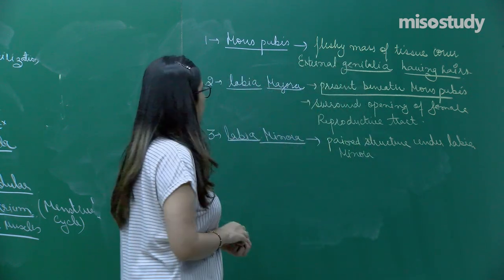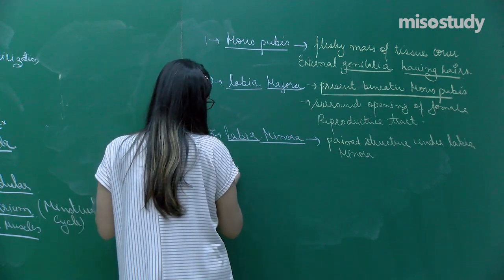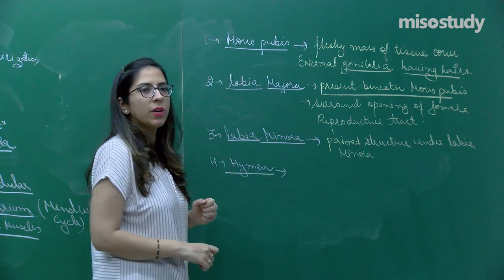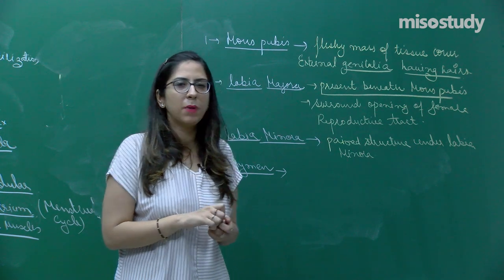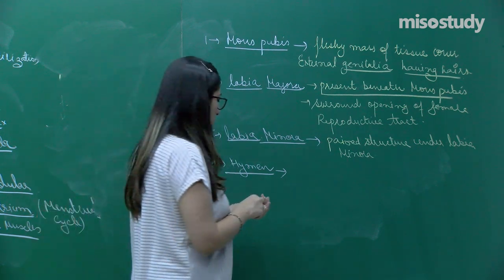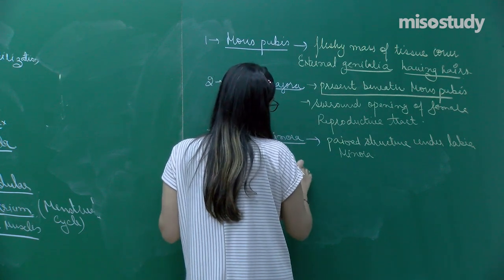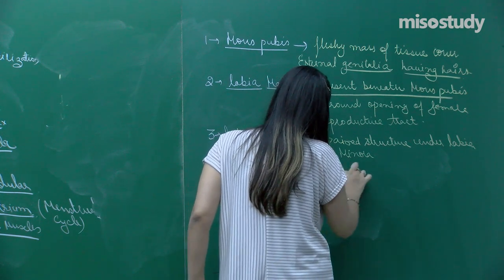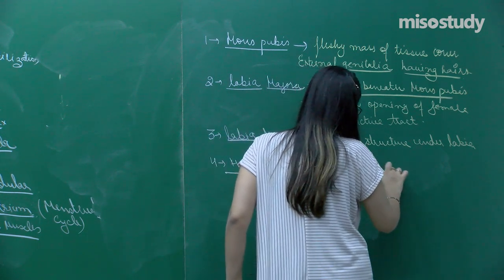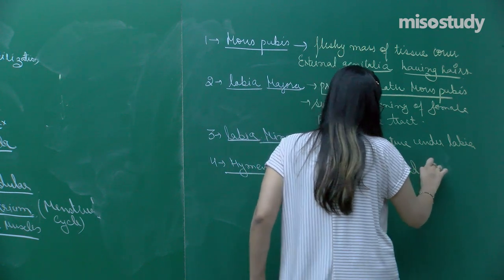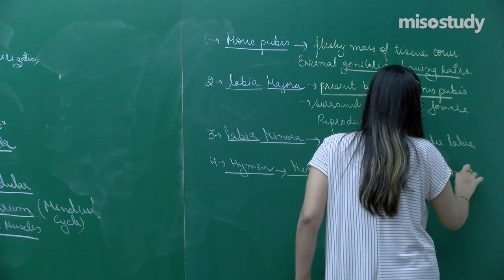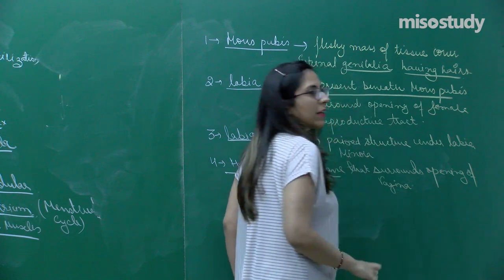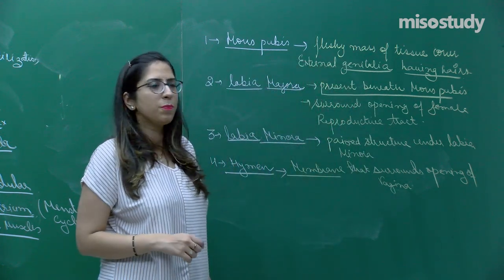After that, one more region is present, called the hymen. You must have heard of the hymen. The hymen is a membranous covering which surrounds the opening of the vagina, and this membrane breaks during vigorous exercises and sports activities.